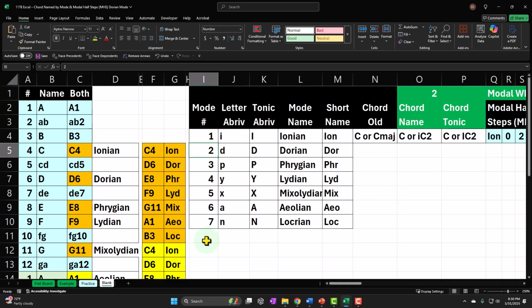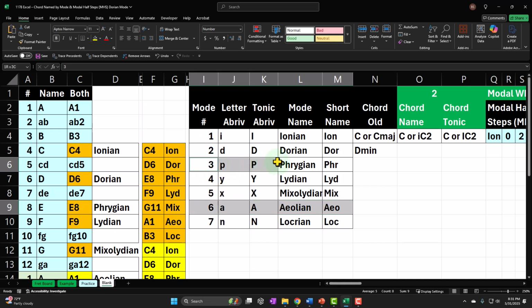So we're in the Dorian, and this is going to be our abbreviation. So the normal name would be a D minor. So there's the D minor. That's what traditionally it has been called. Now, what's the problem with D minor? There's no difference between the D minor and the Aeolian, as well as the Phrygian. These are the minor modes.